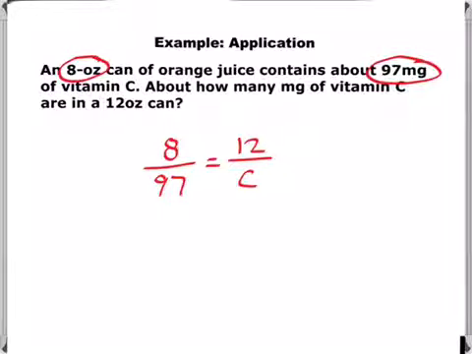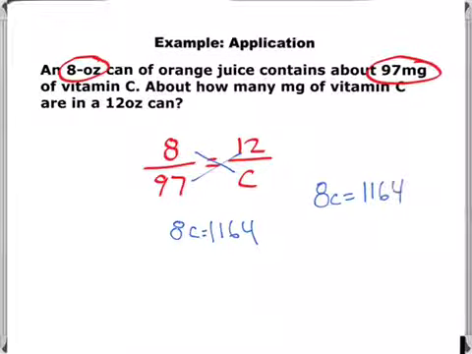Now to solve this, we just need to cross multiply to set up our equation. 8 times C is 8C, and 97 times 12 is 1,164. So now we need to solve this. We have 8C equals 1,164, and in order to solve that, we're going to divide both sides by 8. We should get that the 12-ounce can has 145.5 milligrams of vitamin C.